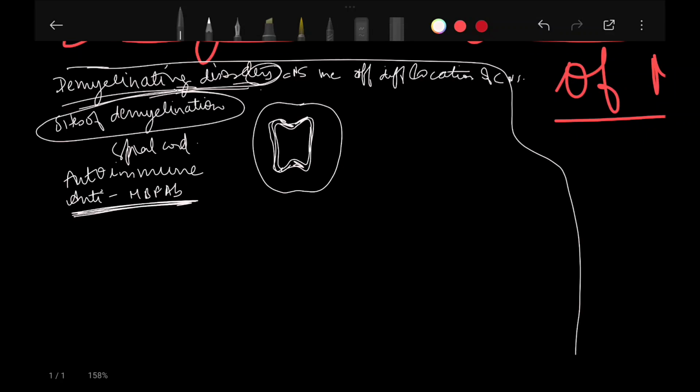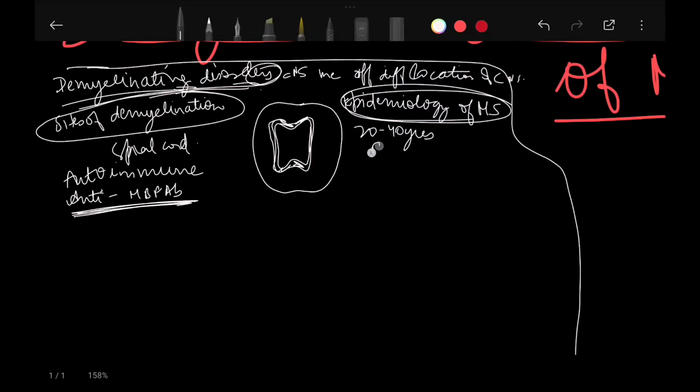Now after the sites of demyelination, we have the epidemiology of multiple sclerosis. The age affected is 20 to 40 years. Females are more affected than males, with a ratio of 3:1. There is increased incidence in countries away from the equator. Which are the countries away from the equator? They are North America and Europe.